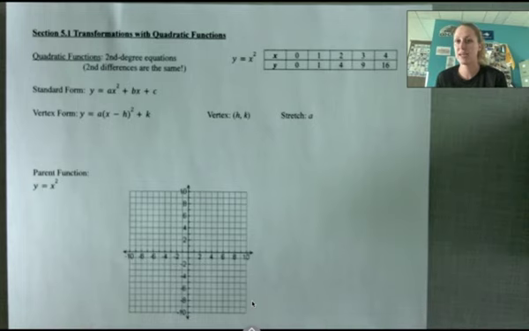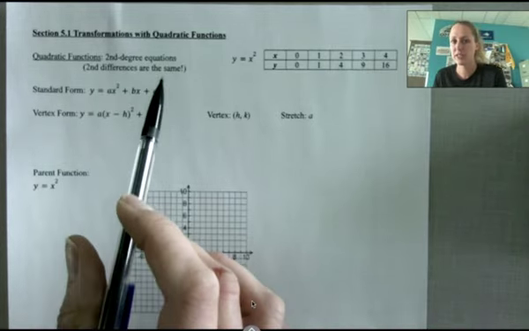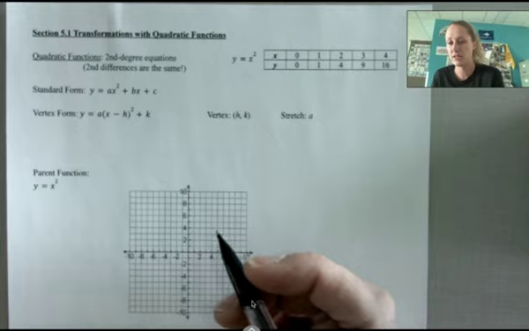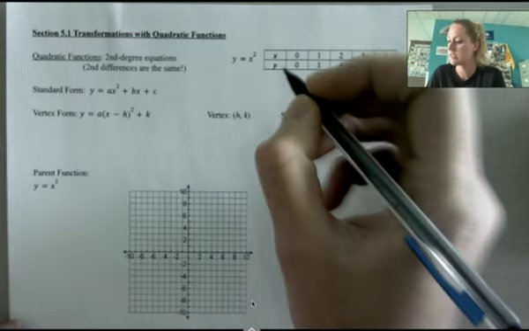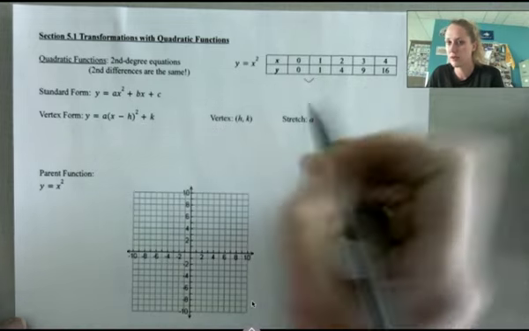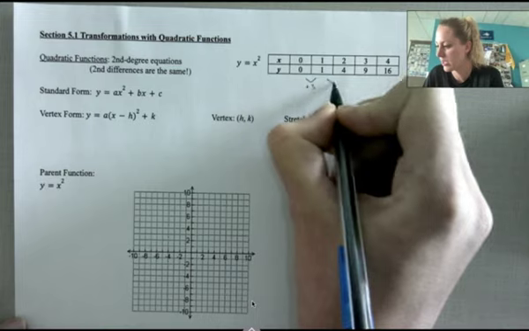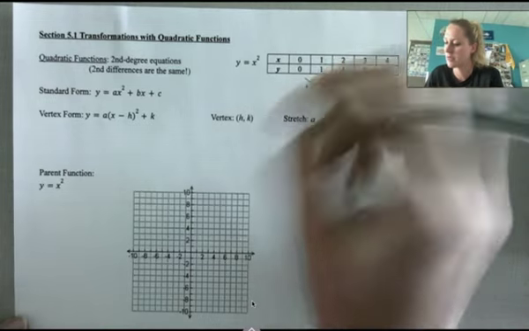That means the highest exponent is always squared. So if it involves any form of x squared, it is a quadratic if that's the highest exponent. Some characteristic that all quadratics have is that the second difference is constant. So I'm going to look at the differences in y here.